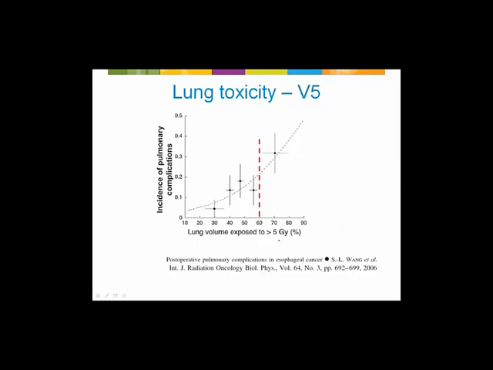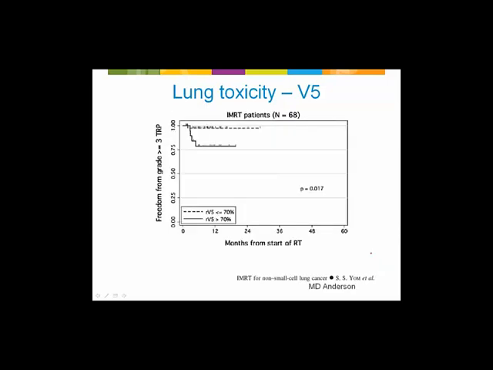Here's one from MD Anderson where they were looking at a similar effect. Here they're plotting the freedom from grade 3 treatment-related pneumonitis as a function of the start of radiation treatment. These are all IMRT patients also. So what they found, when they looked at their plans retrospectively, was that the patients whose V5 for the lung was less than or equal to 70% were free from treatment-related pneumonitis. However, those who had a V5 greater than 70%, about 25% of them developed grade 3 pneumonitis. So again, this is consistent with something going on with the low dose to lung.